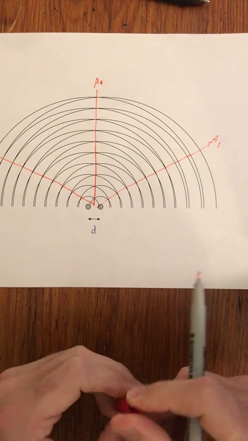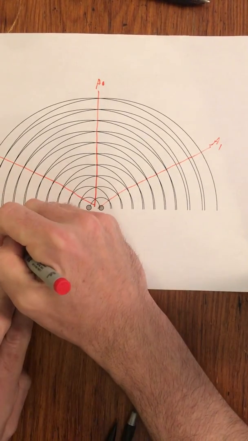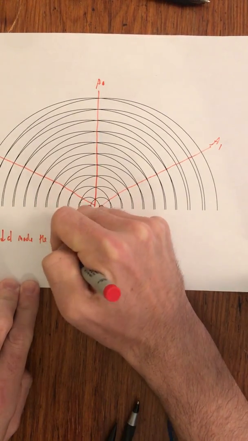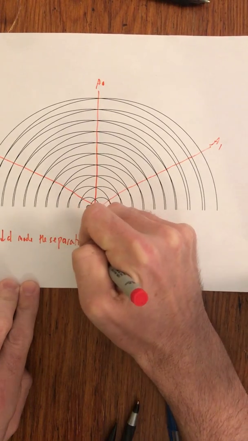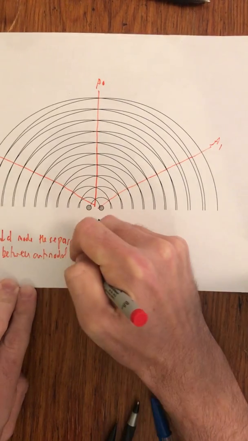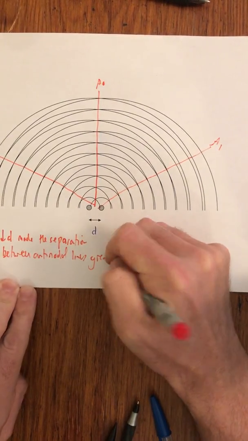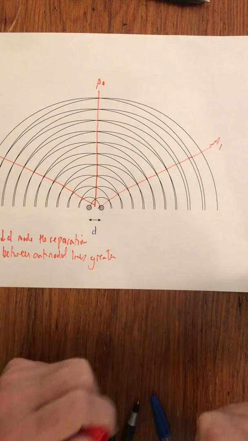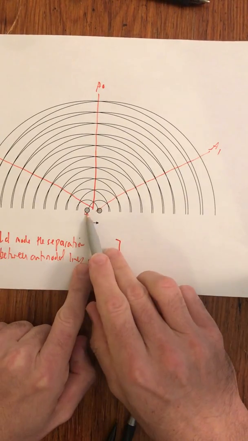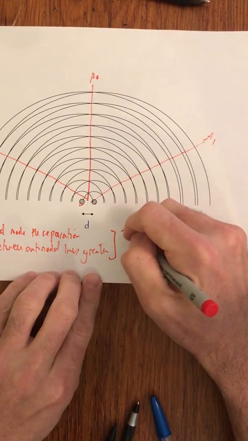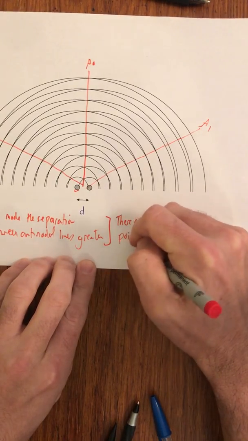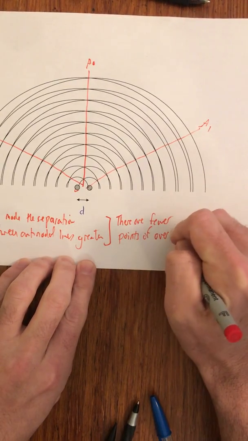So why is it that decreasing D made the separation between antinodal lines, or nodal lines, greater? Well, if you notice here, it's very simply that when the sources are closer together, there are fewer points of overlap of crests.